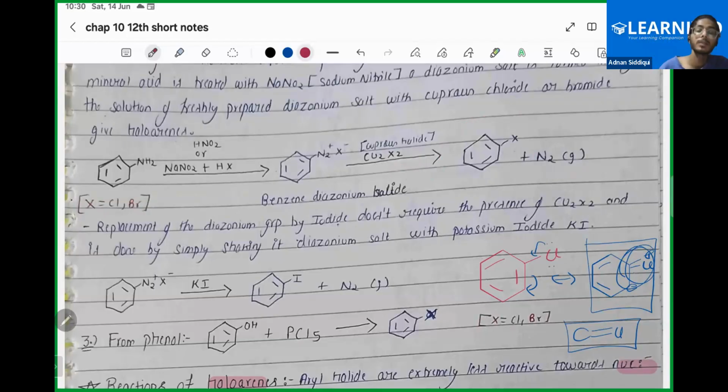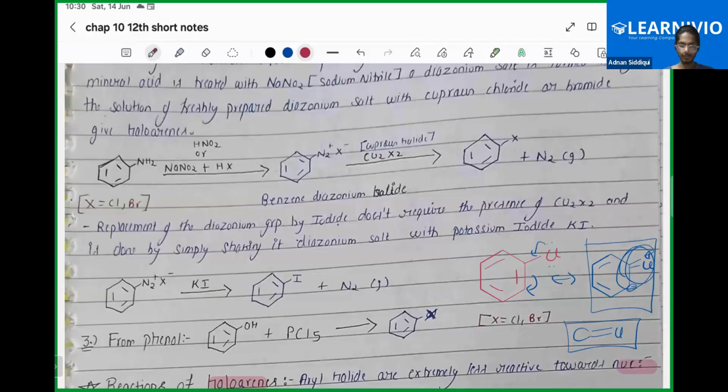Why is this reaction very important? Because, similar to our Darzens method, the side product is what? Nitrogen. In what form is it? Gas. And the gas will automatically evaporate and you will get your pure compound, so the filtration part can be avoided here. You can prepare chlorobenzene or bromobenzene with the help of cuprous chloride, cuprous halide.